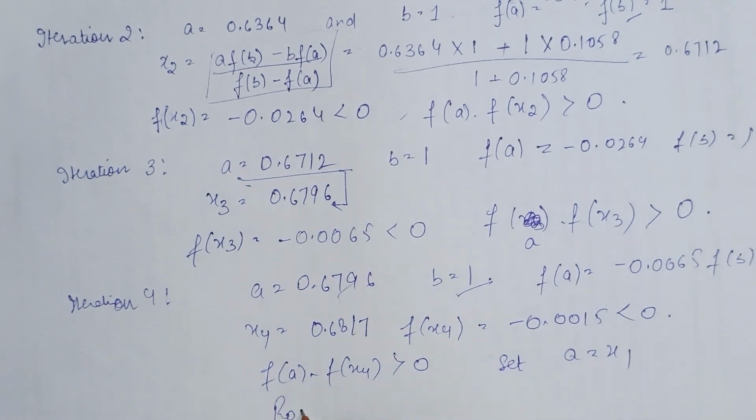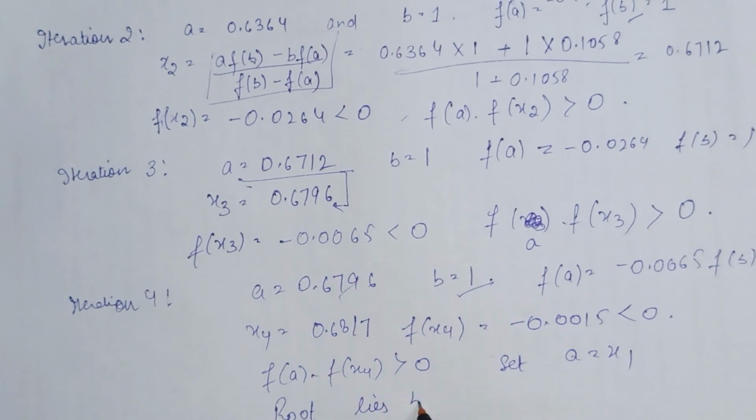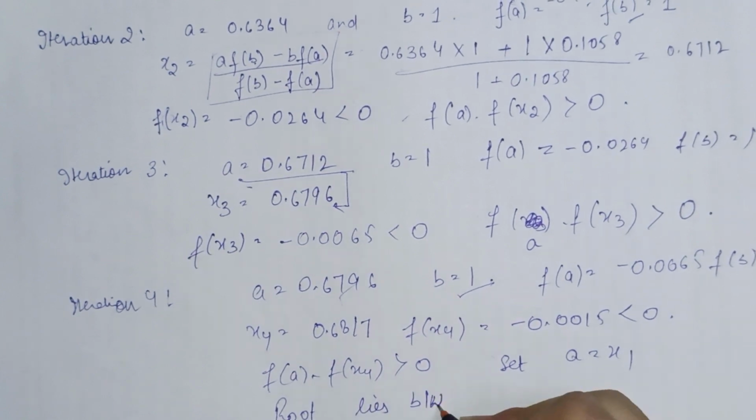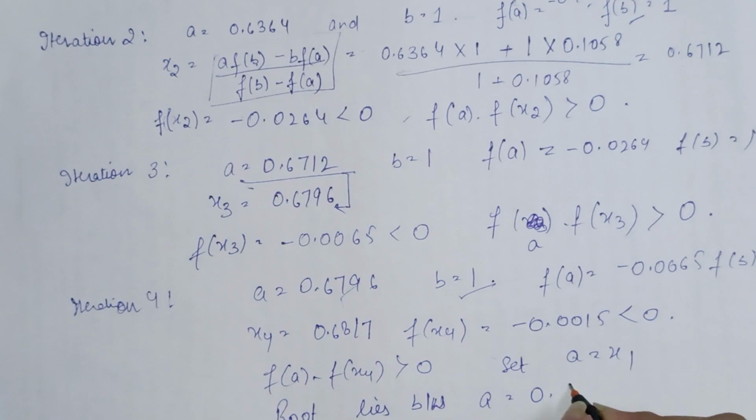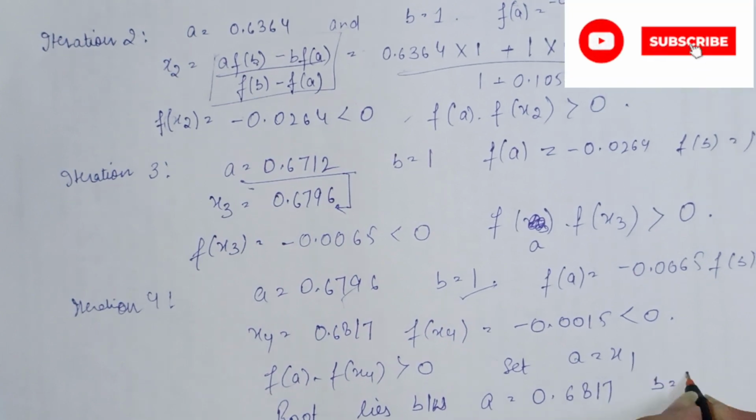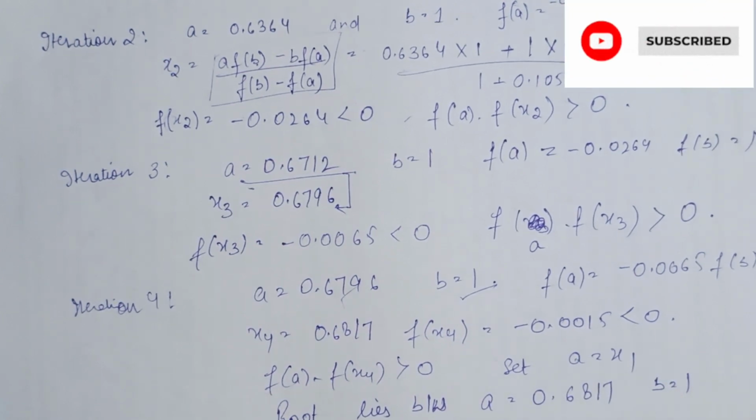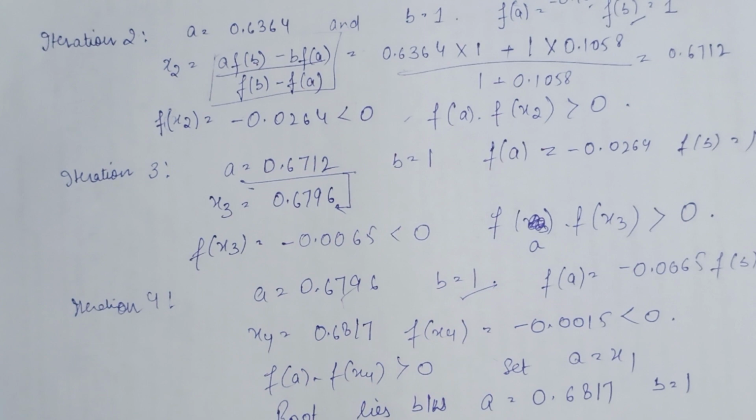So root lies between a is equal to 0.6817 and b is 1. So in the question they have said that solve the given equation by Regula Falsi up to 4th steps and up to 3 decimal places.